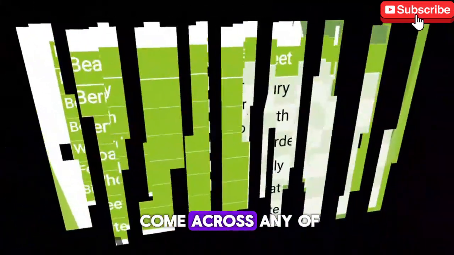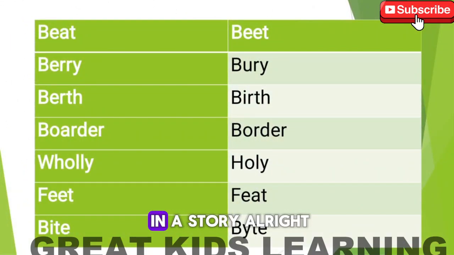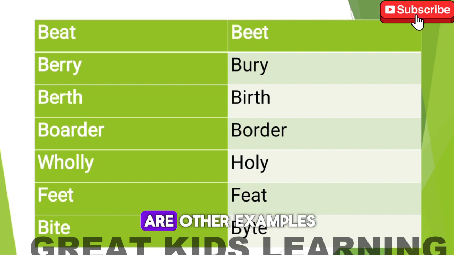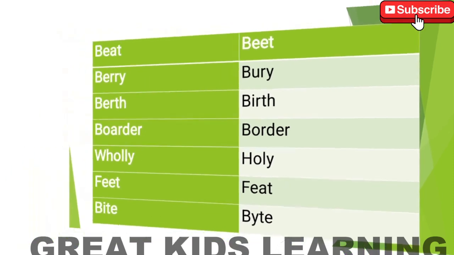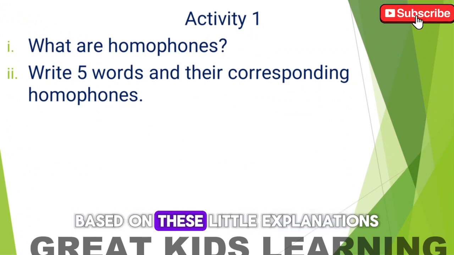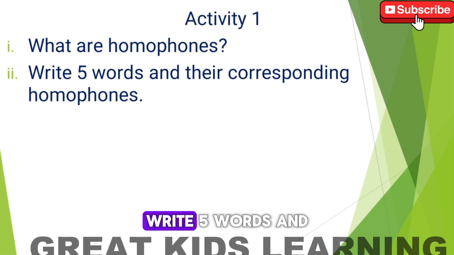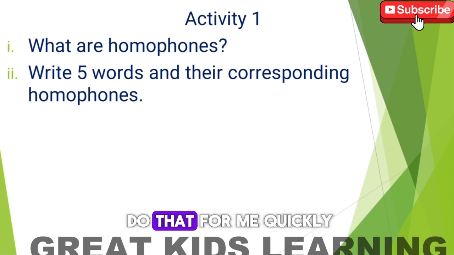So each time you come across any of these words in a storybook or in a story, they are homophones. These are other examples. Can you see them? Now, based on these little explanations, what are homophones? Write 5 words and their corresponding homophones. Now get your book and do that for me quickly.